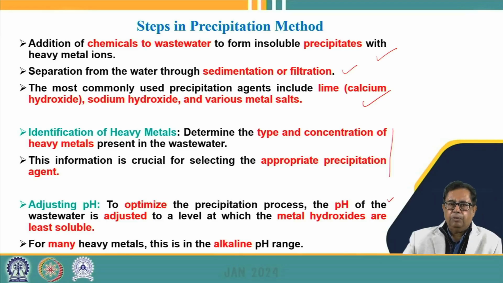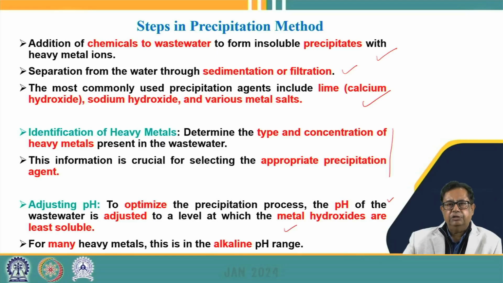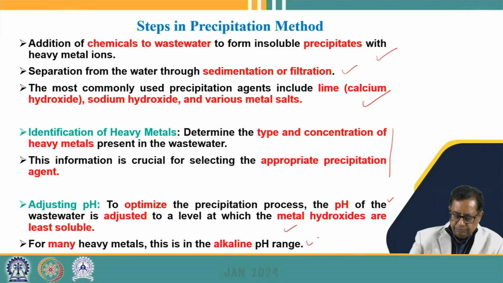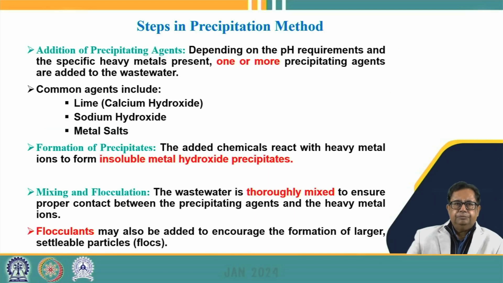We know that the optimum pH is required so that the metals can be precipitated out from the wastewater. So this means that we have to optimize the precipitation process and adjust the pH of the wastewater so that the metal hydroxides or the metal sulfides or the metal carbonates are least soluble at that pH and can be removed easily from the system. And generally for many heavy metals, this pH range is alkaline.